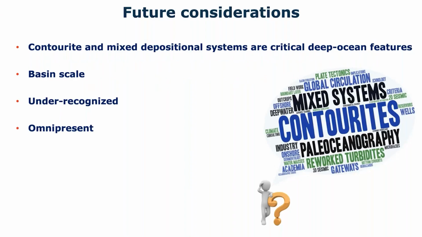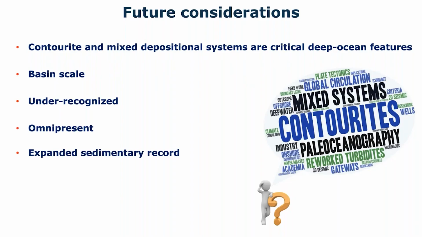As future considerations, I will highlight several. Contourites and mixed depositional systems are critical deep ocean features. They are basin scale. They are under-recognized, but they are omnipresent. There is a simple reason: the ocean today and in the past has always been in movement, always affected by processes. And we have to be in a position to decode and identify these processes.